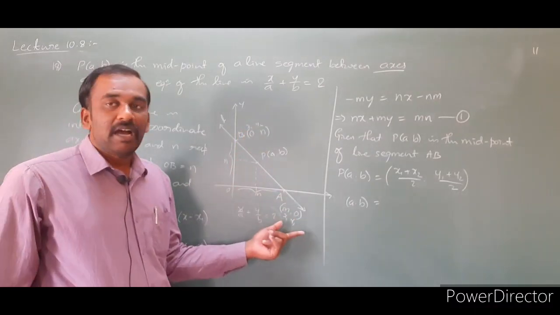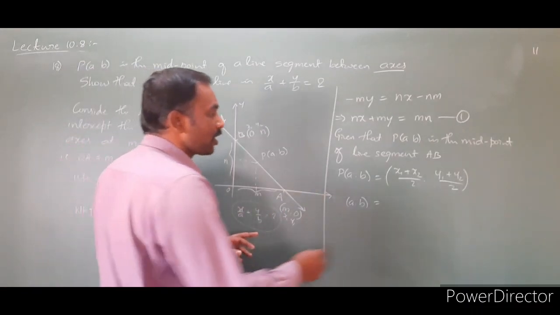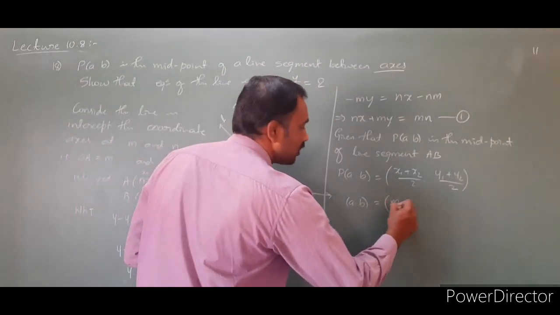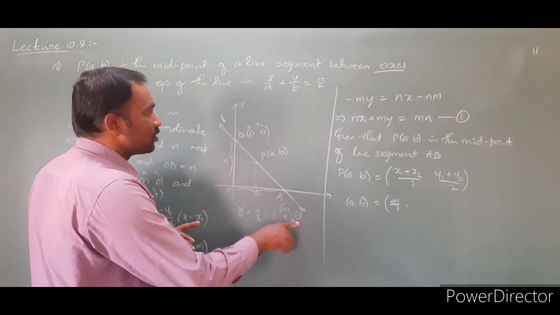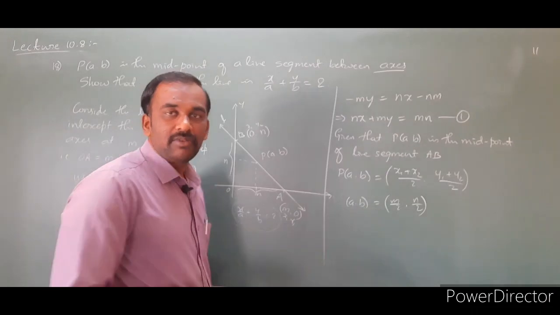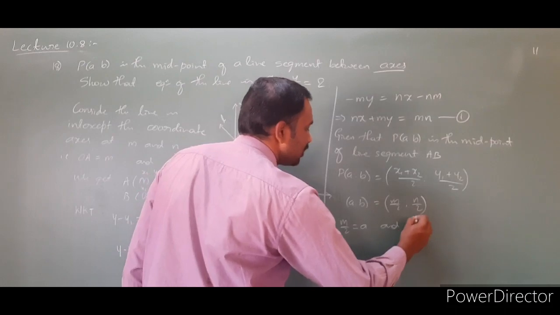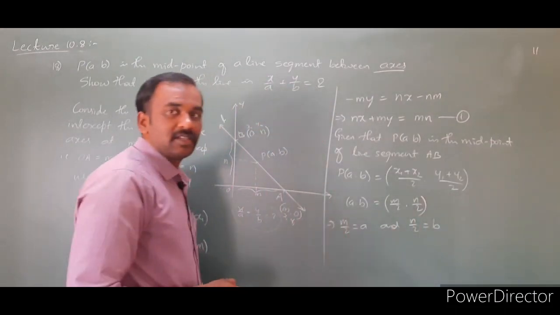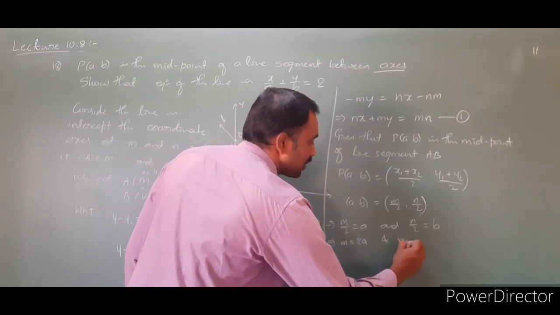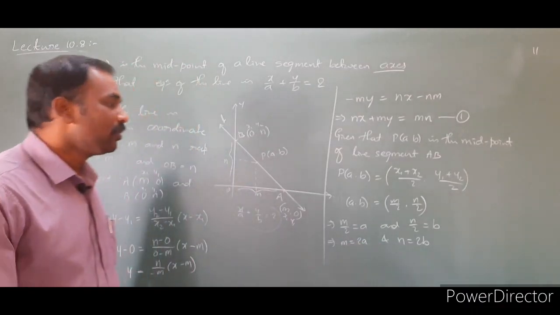What I am doing is trying to find the m and n values in terms of a and b. x1 plus x2, m plus 0 is m divided by 2, comma y1 plus y2, 0 plus n is n divided by 2. If two points are equal, then m divided by 2 is equal to a and n by 2 is equal to b. Then from this we get m is equal to 2a and n is equal to 2b.